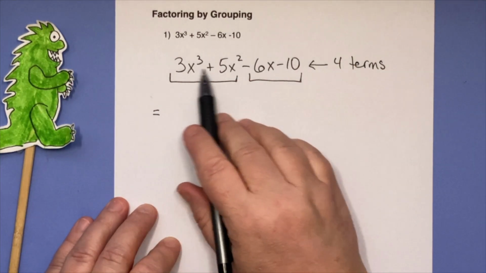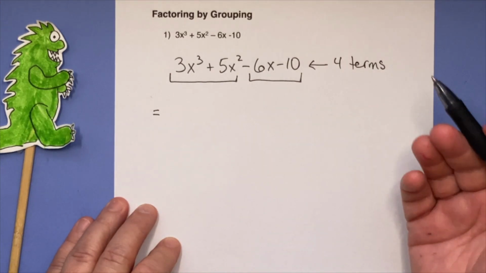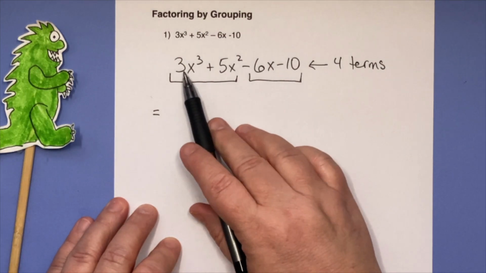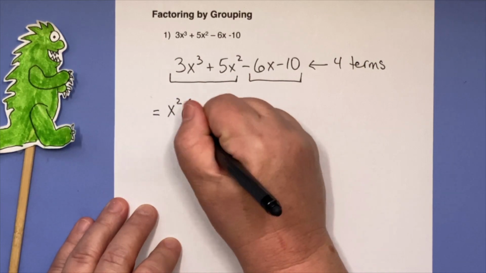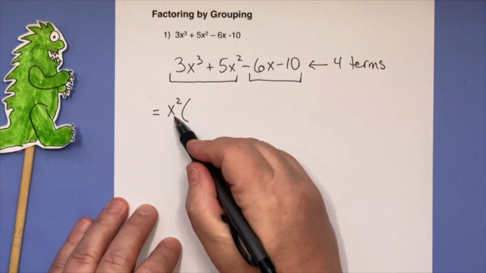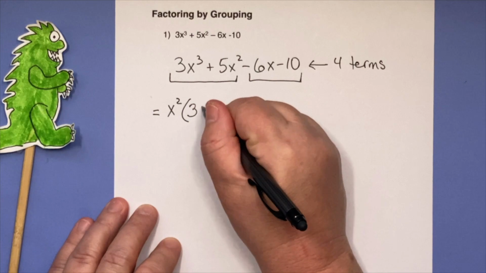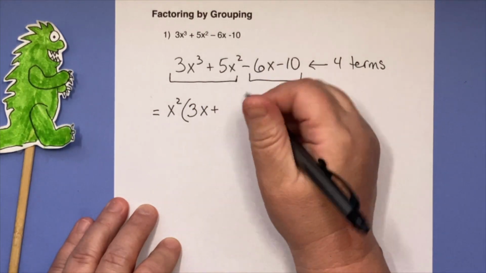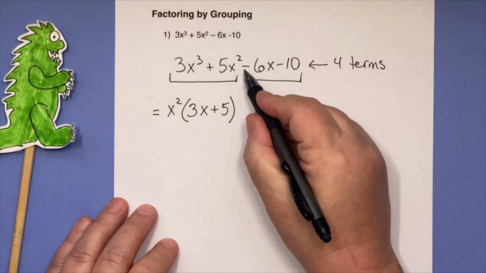Now, in the first 2, with the 3 and the 5, I don't see anything in common. The 3 and the 5 are both prime, so that's not going to work. However, I do have some x's. I can pull out x squareds. So 2 x's get pulled out, x times x, and I'm left with, if I bring 2 of the x's here, I've got 3 x's here, so this will be 3 times the leftover x, plus, and if I take out all the x squareds, all I have is 5.